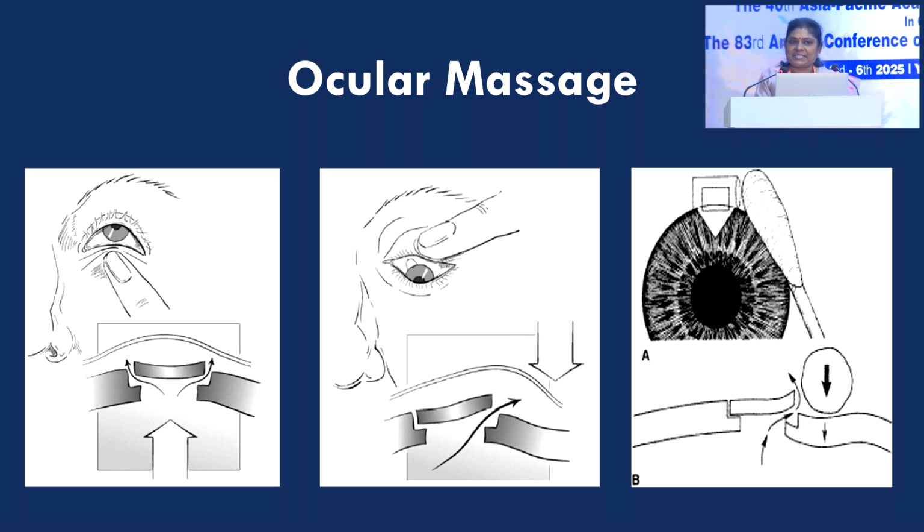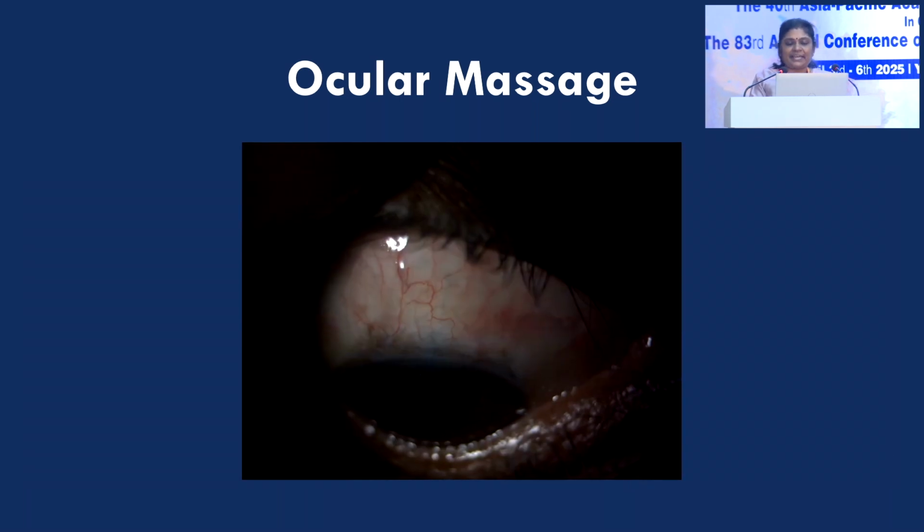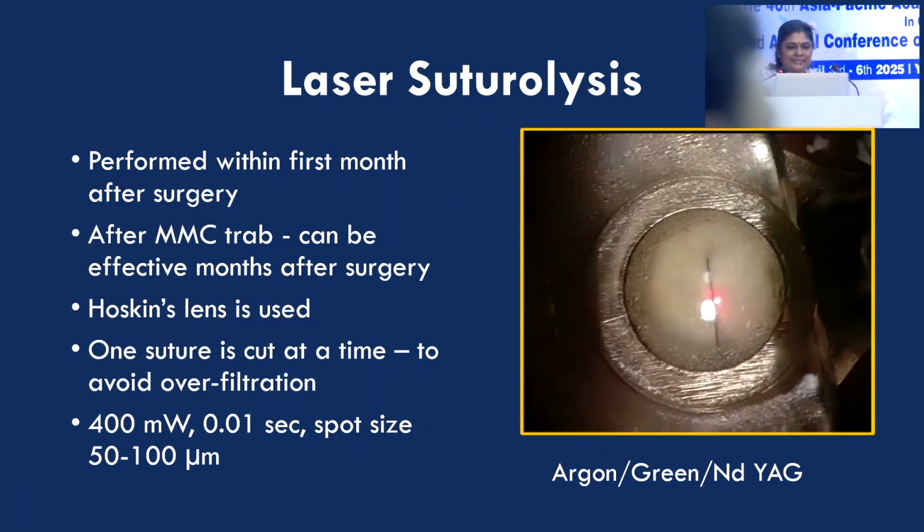Until the aqueous gets collected in the subconjunctival space, the adhesions will start forming and the episcleral or subconjunctival fibrosis will happen, which is the most important cause of bleb failure. So when we do the digital massage, we can very well see that it induces the aqueous to get collected in the subconjunctival space, and hence it prevents the failure.